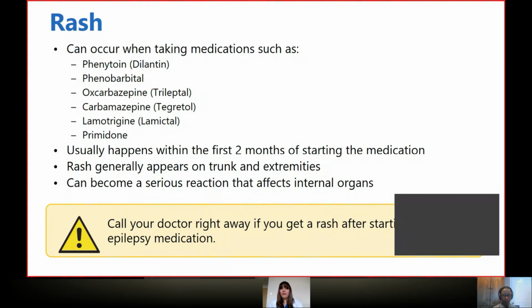The reaction usually happens within the first 2 months of starting the medication. And because it can happen so long after starting the treatment, some people may not always associate it with a medication that they've been tolerating well for a few weeks. So that's why we think it's an important thing to make patients aware of. If this was to happen, you need to seek medical attention, because sometimes this reaction could progress to affect internal organs. So it's really important to speak to your doctor if something like this were to occur.